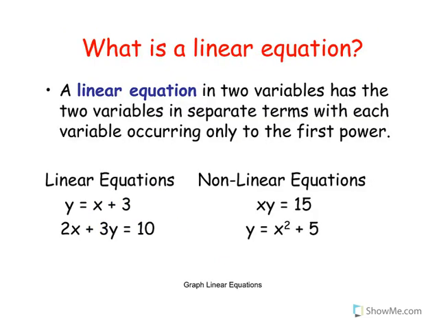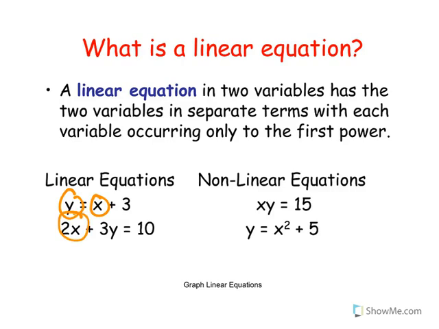Okay, so let's talk linear equations, okay guys? We are going to want to get all of this in our notes. It says a linear equation in two variables has the two variables in separate terms, with each occurring only to the first power. All right, a lot of jargon, right? What does that mean? Well, it means that we've got x and y. Now, in some cases, we won't have x. We'll have like y equals 3, but that's a lesson for another day.